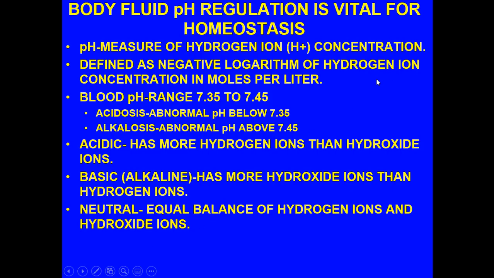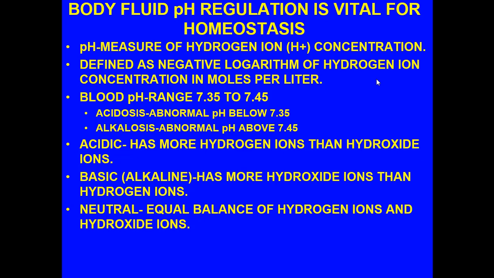Now, we've got to talk about blood fluid pH regulation, which is vital for homeostasis. The pH is a measure of the hydrogen ion concentration. It is defined as the negative logarithm of hydrogen ion concentration in moles per liter. Big long word. What does it mean? Simple. pH is the measure of the hydrogen ion concentration, and so with a lot more hydrogen ions, you have a more acidic nature. Very few hydrogen ions, you have more of an alkaline or basic nature.